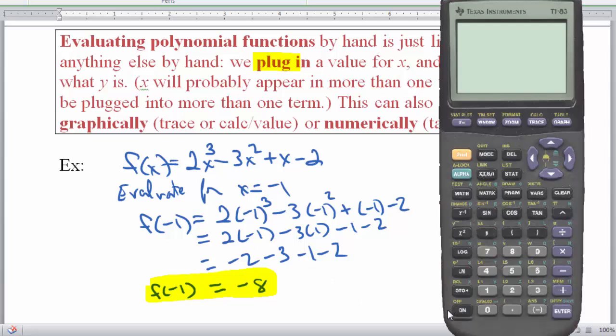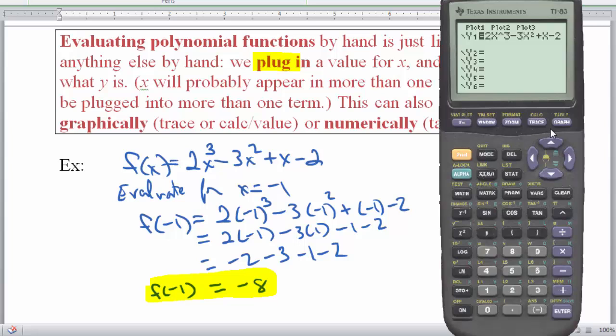And I could have done this on the calculator also, because sometimes these get kind of crazy number-wise. So if I want to do this on the calculator, I would go into y1, right? And I would enter that function. So I'd enter 2x to the third minus 3x squared. When you're going to do x squared, you can just use that x squared button instead of having to do caret 2. So 2x cubed minus 3x squared plus x minus 2.